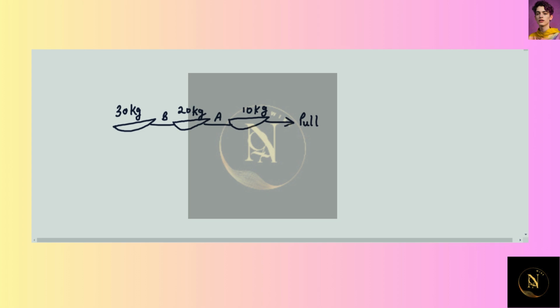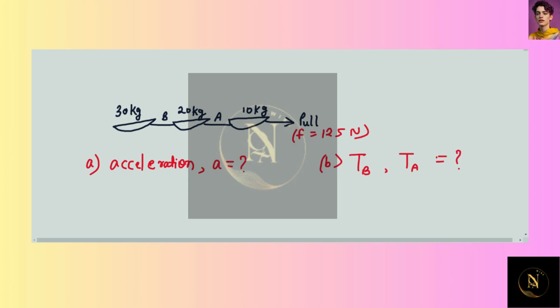So here we have these three sleds, and it is being pulled to the right. The floor, or wherever the sled is present, is frictionless. Assuming the force with which it is pulled is 125 newtons, we need to find the acceleration of these three sleds. Let us say it is A. We also need to figure out the tensions in rope B and rope A. Let us say the tension in B is TB and the tension in A is TA. So these both need to be computed.